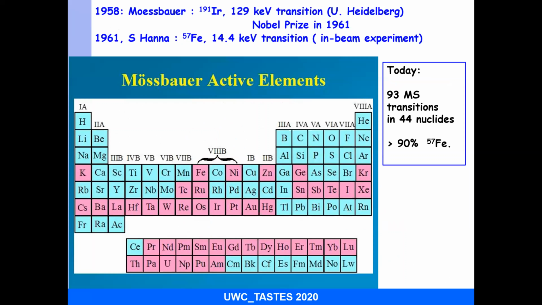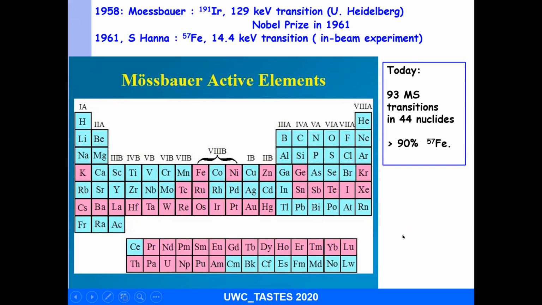Moessbauer found the effect before 1958, but the paper was published in 1958, on iridium-129, and he was awarded the Nobel Prize for this in 1961. In the US, Stan Hanna and his group showed the Moessbauer effect for iron-57. To my knowledge, this was in fact the first in-beam experiment, because they used a DP reaction on an iron-56 target to produce iron-57 and implant it.